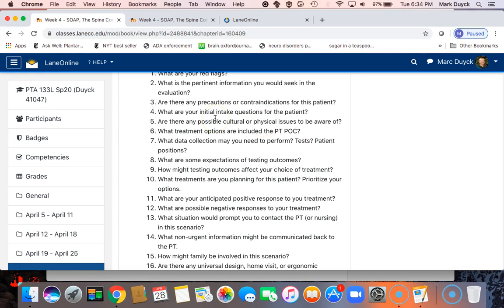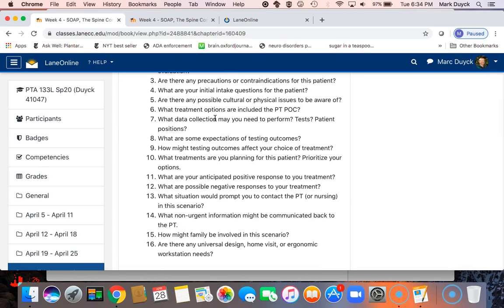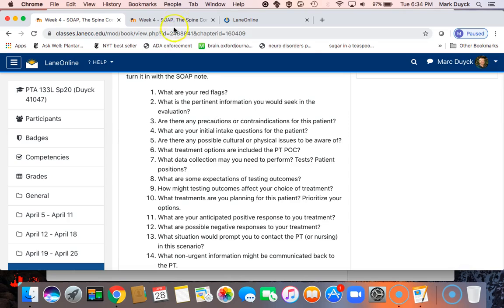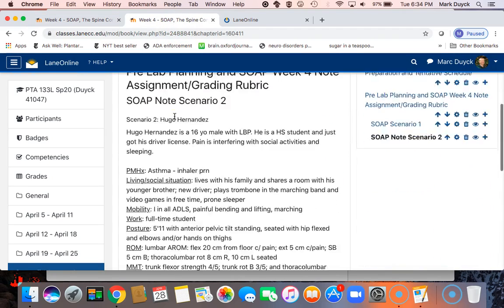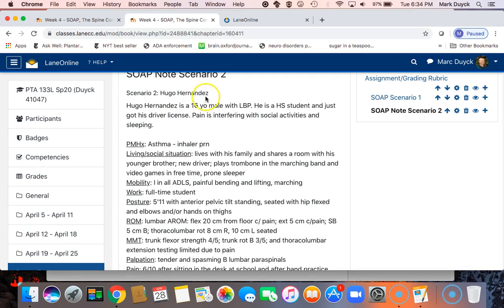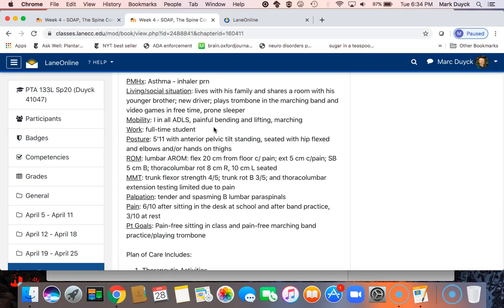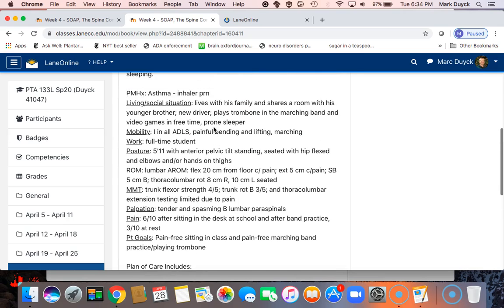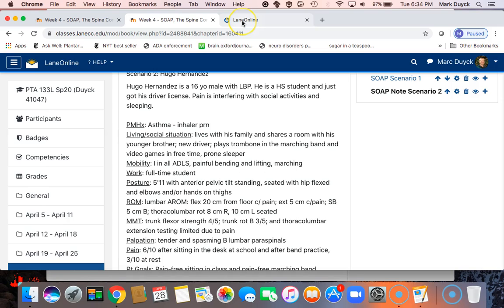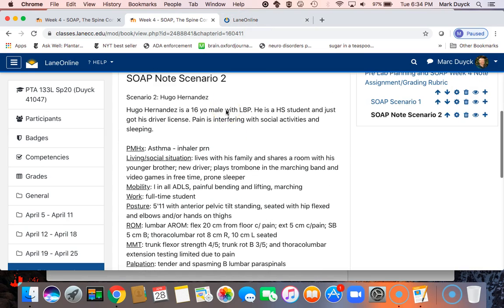So what are your initial intake questions for the patient? This is the subjective. I'm not going to tell you any more on that one. Cultural, physical issues to be aware of. Okay, well, let's take a look at one of these cases. Again, perhaps there are some cultural influences here. I think you can look through there and see that there are perhaps some social determinants of health related to other things too, right? So you can look through there and see if there are any and list them.